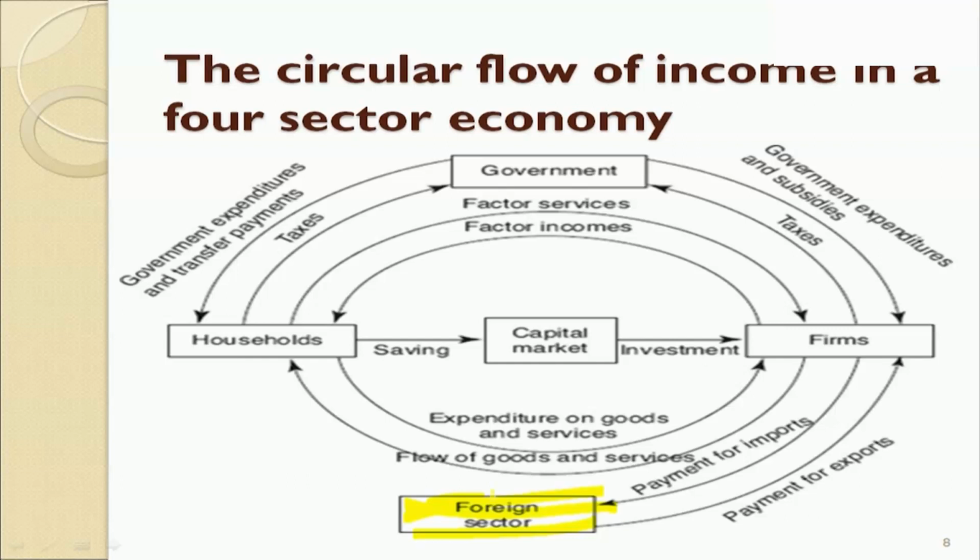But what is the role of the foreign sector? The role of the foreign sector with the rest of the economy is that the firms make payments for imports, which means the foreign sector makes the real flow, transferring goods and services to the firms. And the firms receive payments for exports, which means the goods and services exported are transferred from the firms to the foreign sector. So, that is how it works for the 4-sector economy.